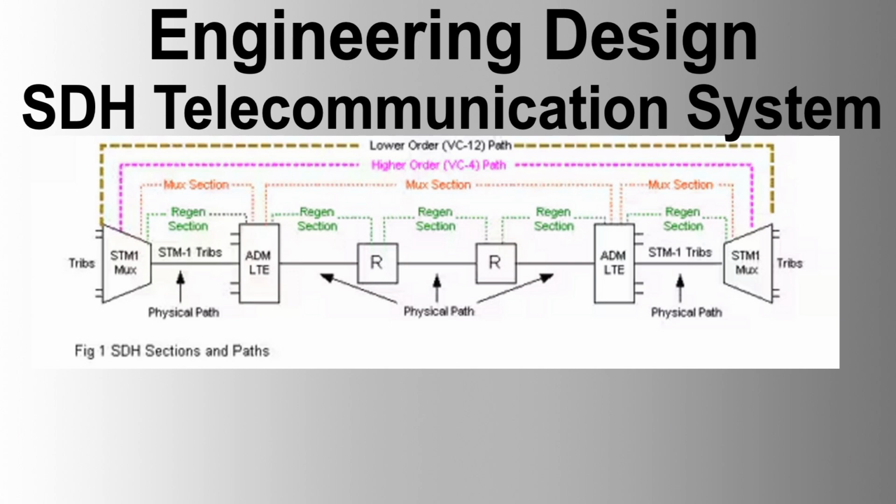Automatic and NMS level switching. The switching decision of transmission paths shall be possible both automatically and at the NMS level.